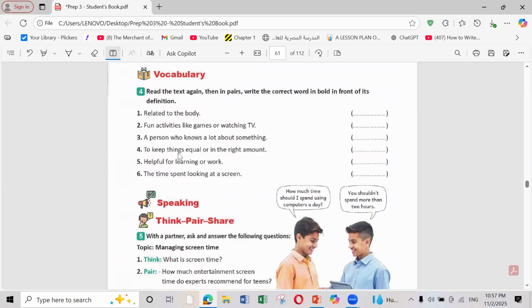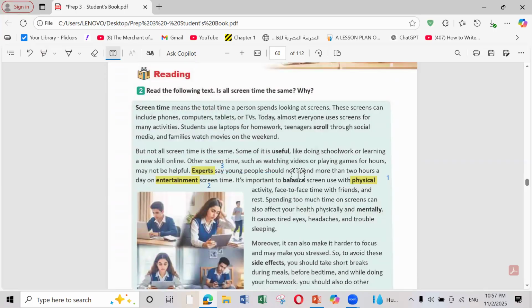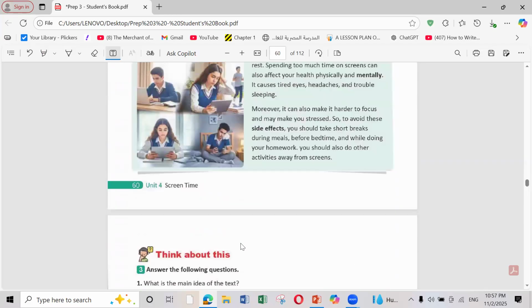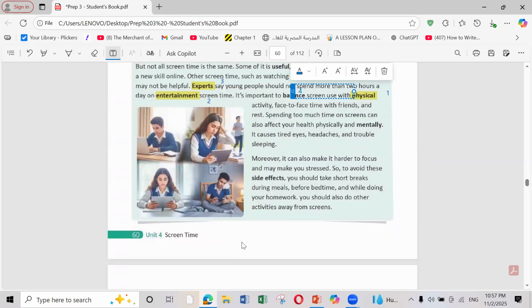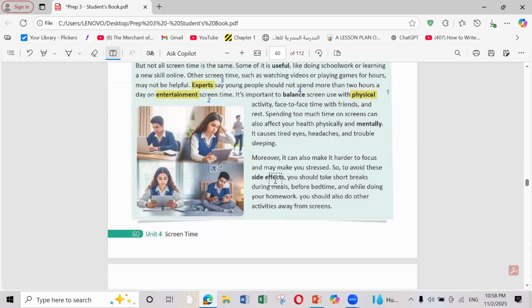Number 4, to keep things equal or in the right amount. Of course, it will be the word balance. So this will be number 4. After that, number 5, helpful for learning or work. What is helpful for learning or work? Which one? Is it screen time or useful or side effects?